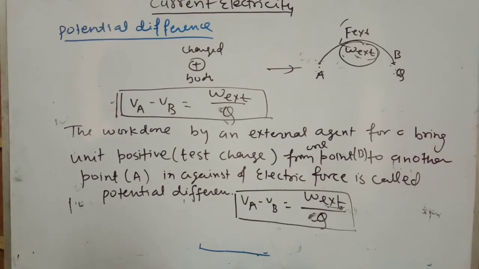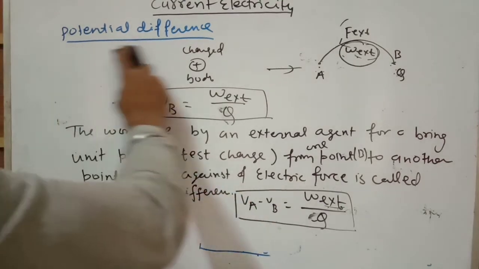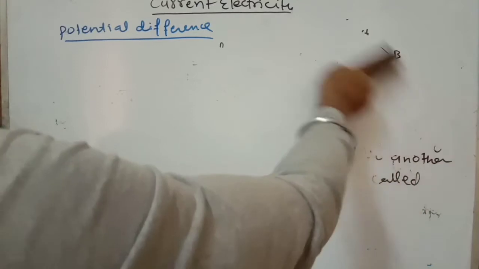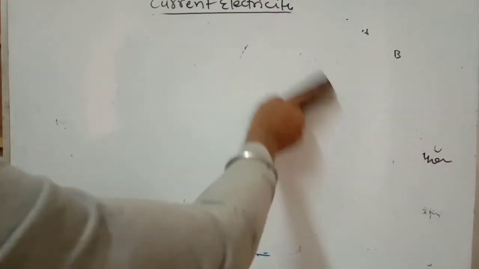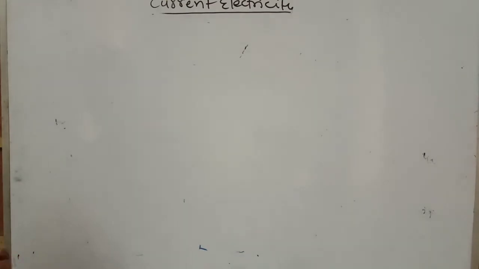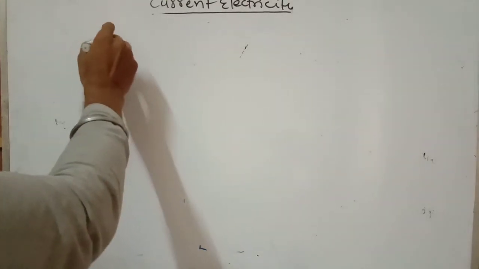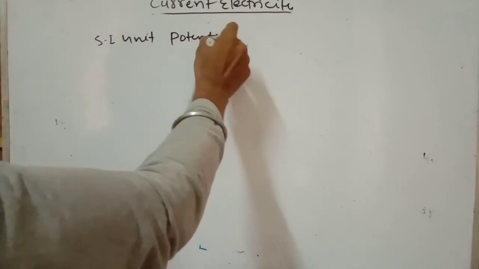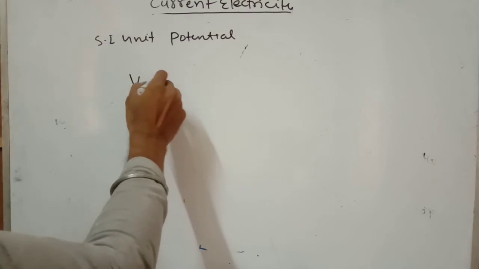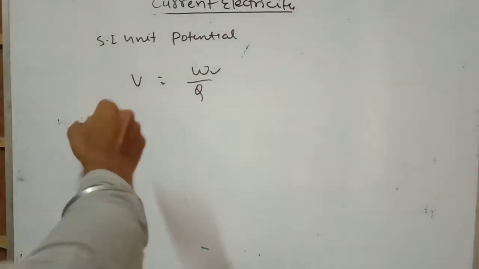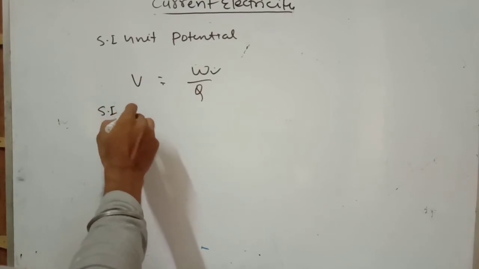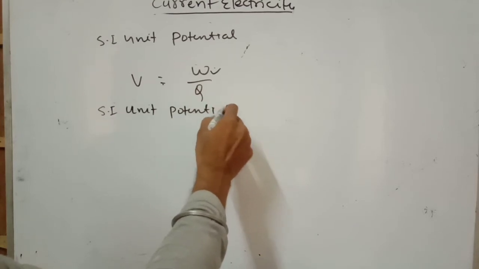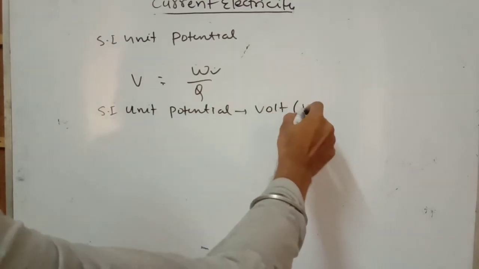After that I am going to explain what is the SI unit of potential. So potential is W by Q. The SI unit of potential, you can write, is the volt, and the symbol is V.